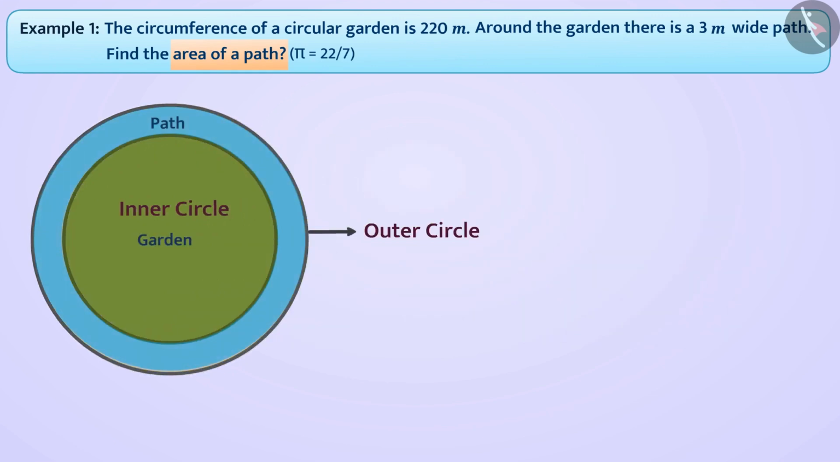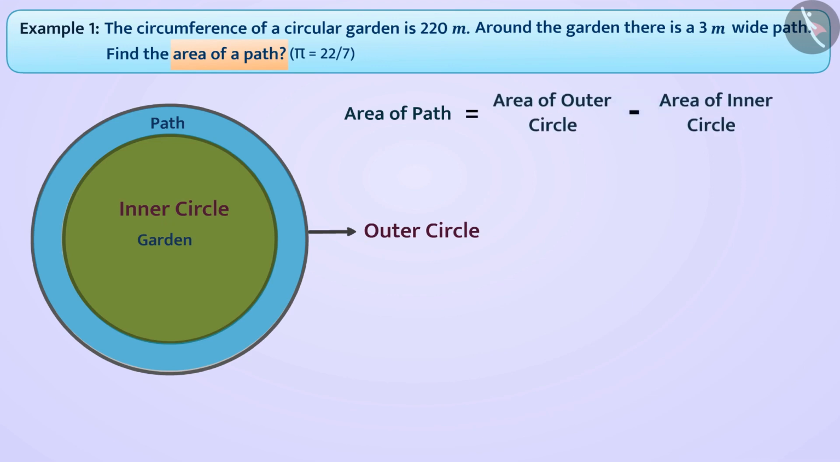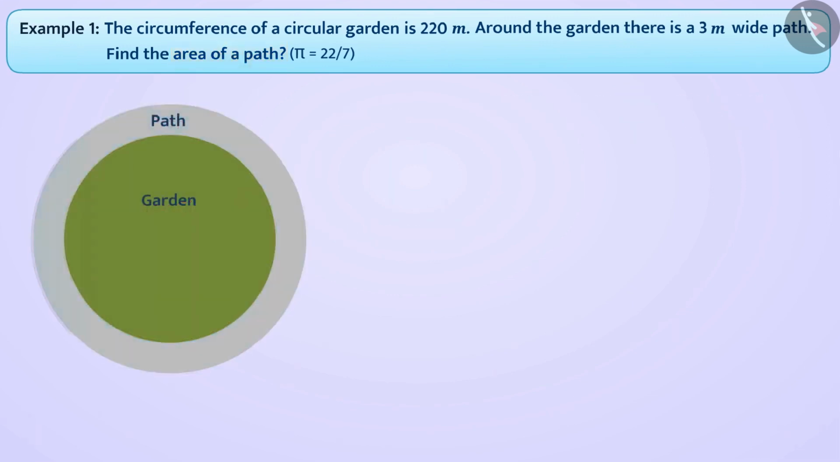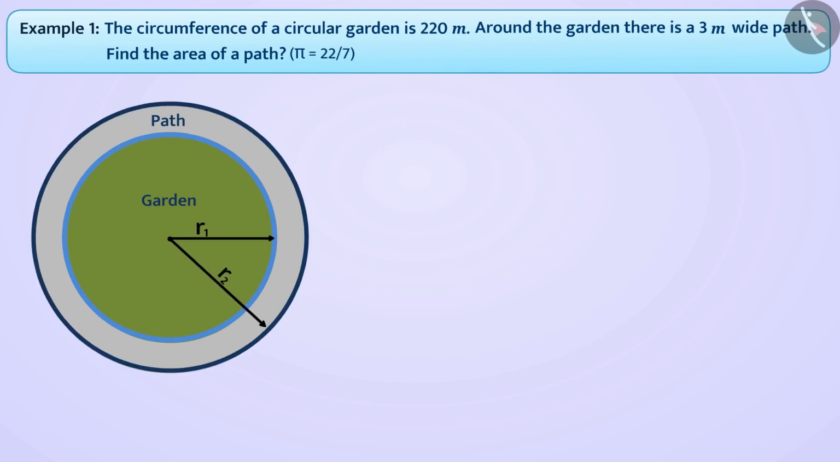This means that to find the area of the path, we should subtract the area of the inner circle from the area of the outer circle. So let's start. Let's consider the radius of the inner circle as R1 and the radius of the outer circle as R2. According to the given information, the circumference of the inner circle is 220 meter.